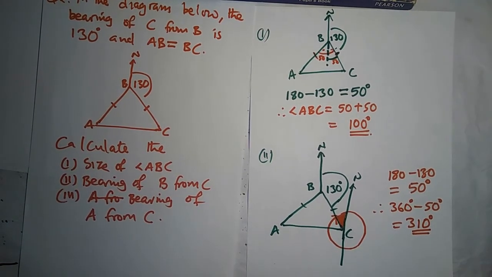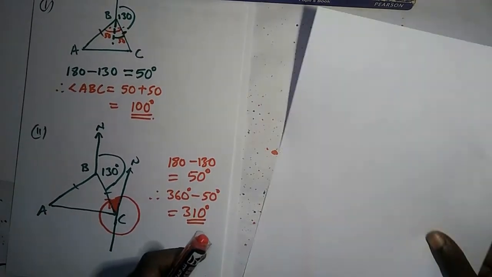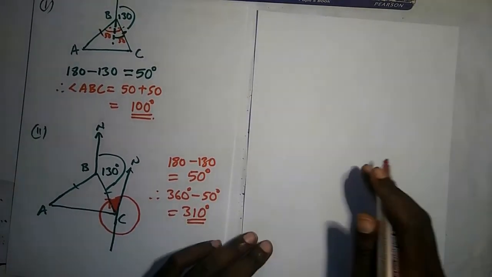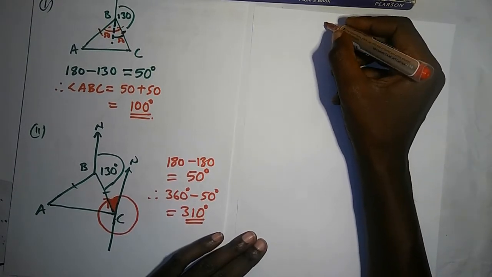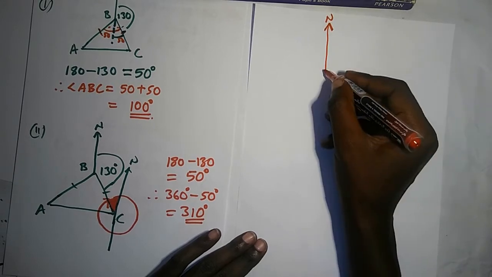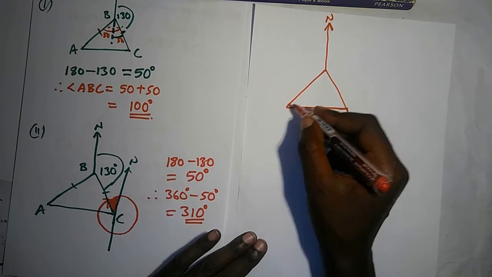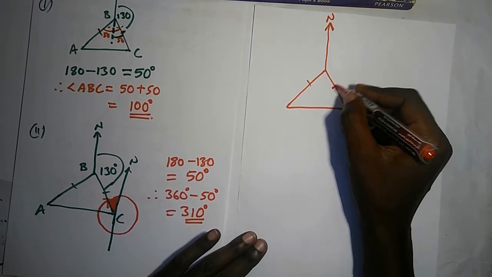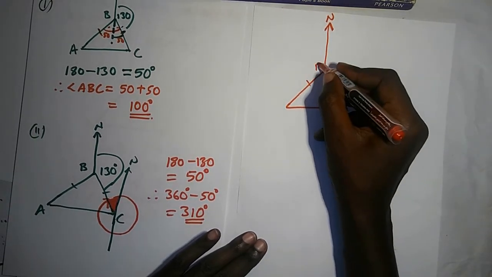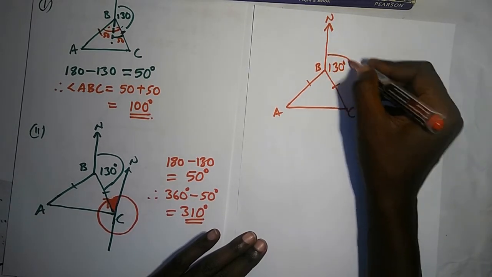So we come to the third question, which says calculate the bearing of A from C. So calculating the bearing of A from C, we are going to draw the diagram again. It's always important to draw. So you have a north there and then a triangle here. Our triangle here, this line is equal to that line there. So here we have B, here we have A, here we have C, and we have our 130 degrees here.